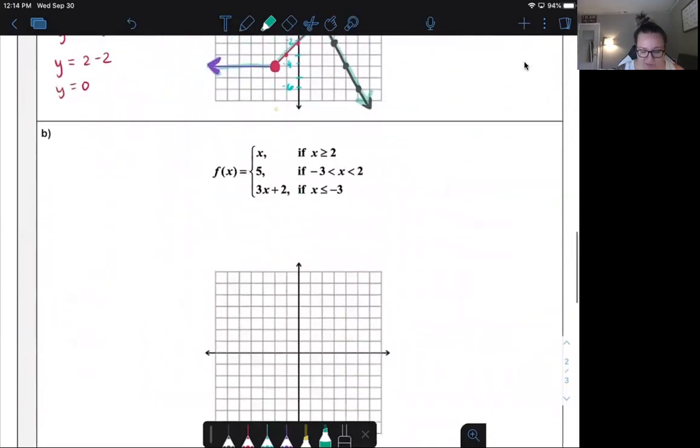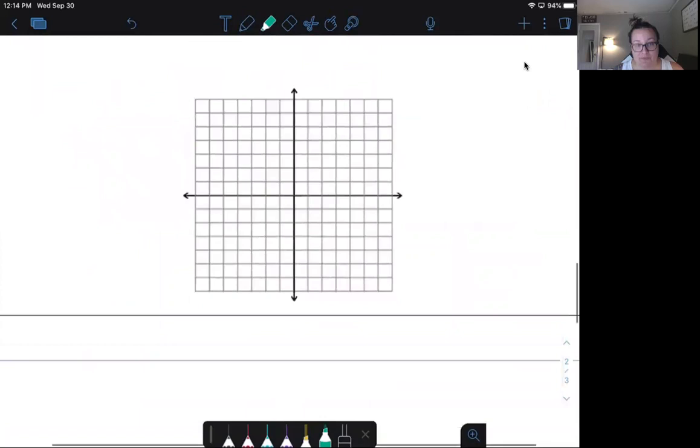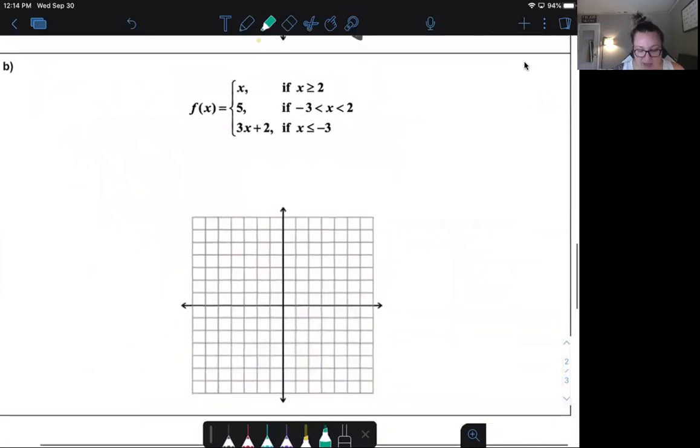So example B for part 3 here, or part B of example 3, is here for you to do on your own. You're going to graph f of x equals x if x is greater than or equal to 2, f of x equals 5 if -3 is less than x is less than 2, and 3x plus 2 if x is less than or equal to -3. Pause the video, give it a shot on your own, and then press play when you're ready to check your work. Go for it. Good luck.